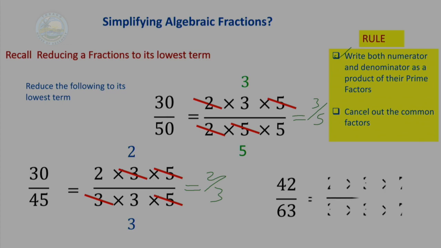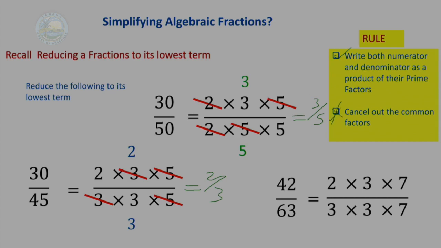First step is to write both numerator and denominator as a product of their prime factors. So writing numerator and denominator as a product of their prime factors, 42 is going to be 2 times 3 times 7, and the denominator, 63, written as a product of its prime factors, is 3 times 3 times 7.